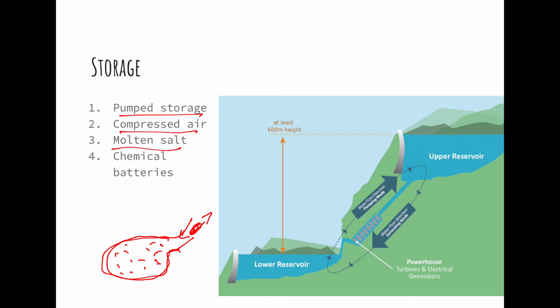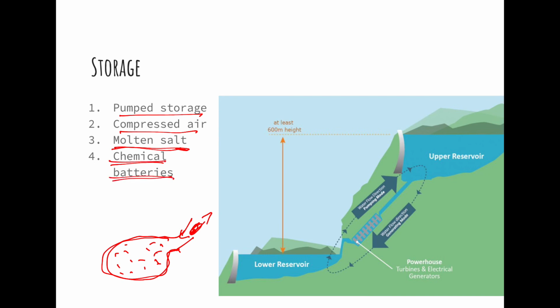You can store it as molten salt. A lot of solar systems, rather than using traditional solar panels, actually use mirrors to reflect the heat into a container of salt that then melts. Molten salt will stay hot for many days, so even though it's a solar power station, it runs through the night because the salt stays molten, and that salt can then be used to heat water. You can also use chemical batteries.